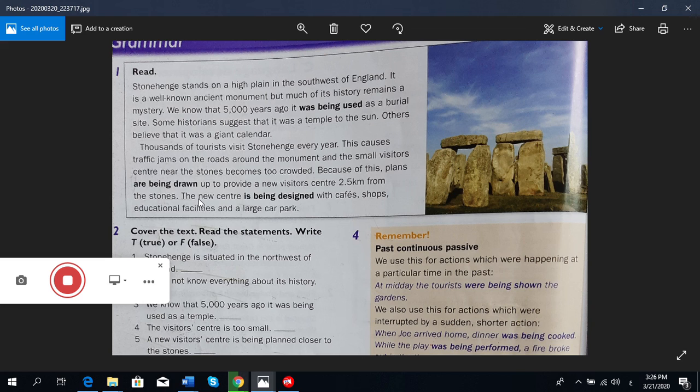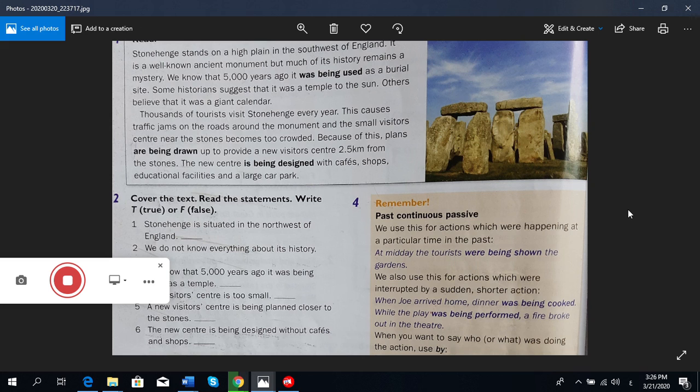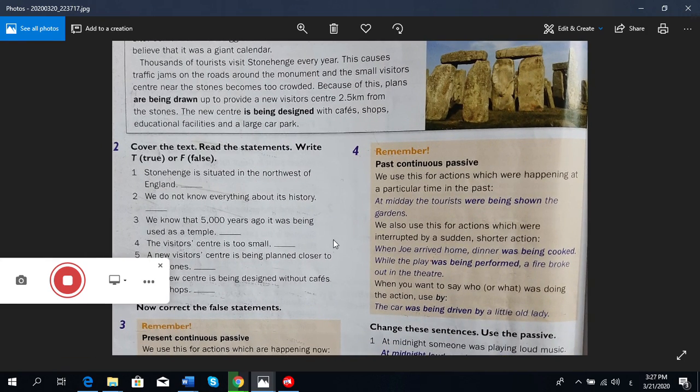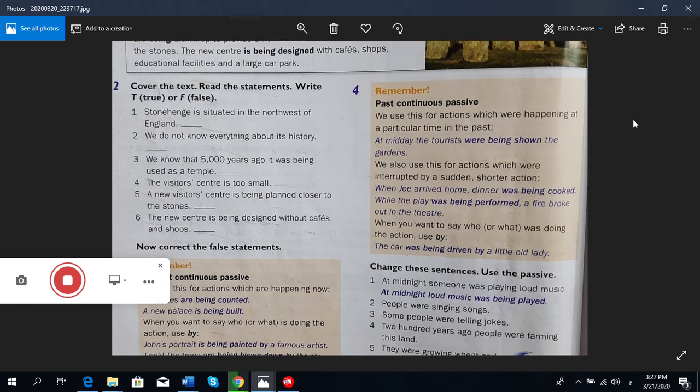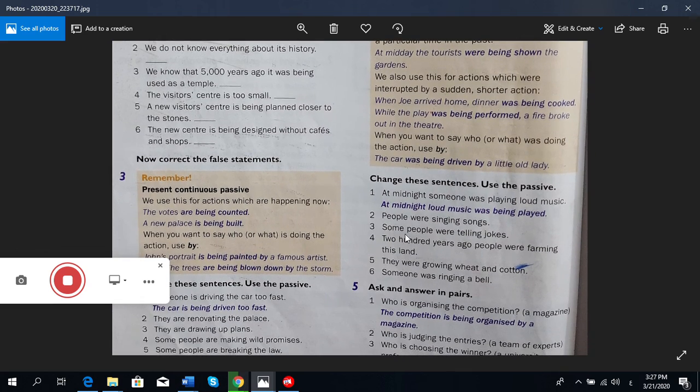Okay, now the new center is being designed with cafes, shops, educational facilities, and a large car park. This is about Stonehenge. Okay, now here you should cover the text again. Then read the statements here, write true or false. Please do this one. Okay, I will check your answers. I think you did 3 and 4 here. Okay, I think you did it.